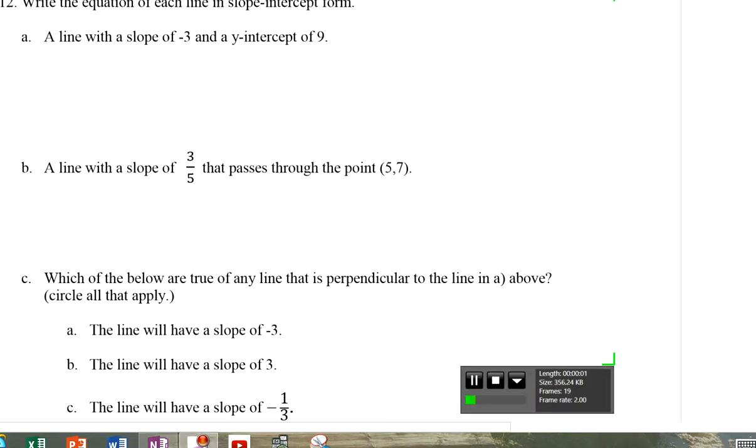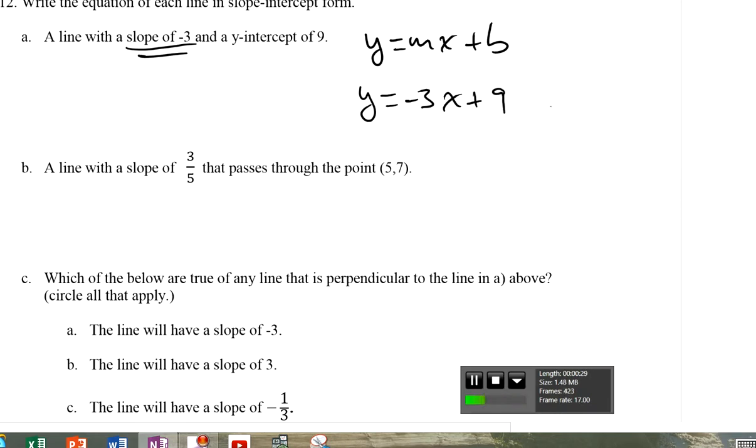Okay, so on question 12, write the equation of each line in slope-intercept form. The first equation here, they tell me the slope is -3 and the y-intercept is equal to 9. I'm not going to lose any sleep over this, right? Because I know this handy generic form is called the slope-intercept form of the equation. If I just plug in my slope of -3, that becomes y equals -3 times x. And then I'm going to plug in my y-intercept of 9, so it's just plus 9. So this is the answer for A, and I think almost all of you got that.